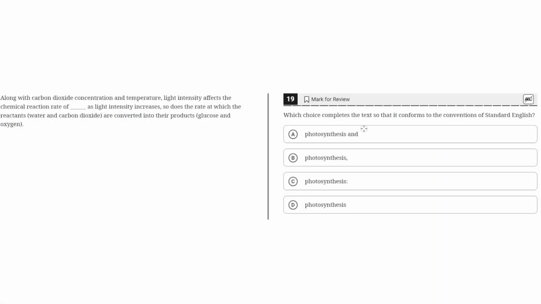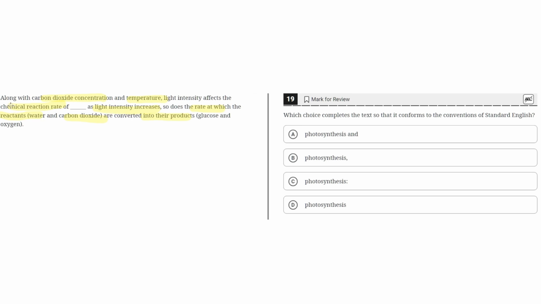Which choice completes the text so that it conforms to the conventions of standard English? Along with carbon dioxide concentration and temperature, light intensity affects the chemical reaction rate of blank. As light intensity increases, so does the rate at which the reactants, water and carbon dioxide, are converted into their products, glucose and oxygen. So looking at this text, we can see that there are two independent clauses.